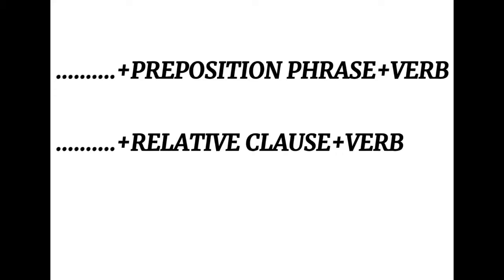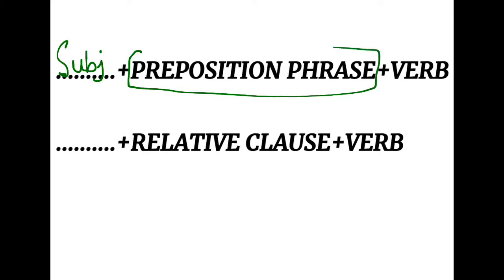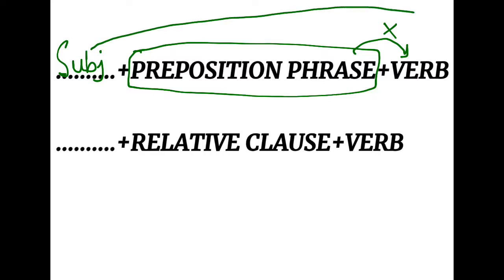Now what actually happens is that the subject is present here at the beginning, hidden behind the curtain of the preposition phrase. It looks like the preposition phrase is taking its verb, but this is not the case. The subject is present behind the preposition phrase, hidden behind the curtain of the preposition phrase, and this must agree with the verb, not the preposition phrase itself.